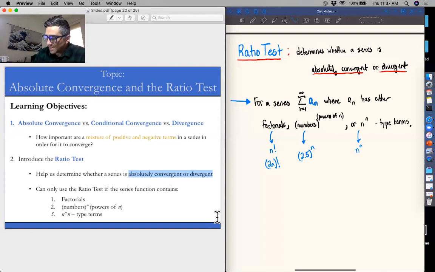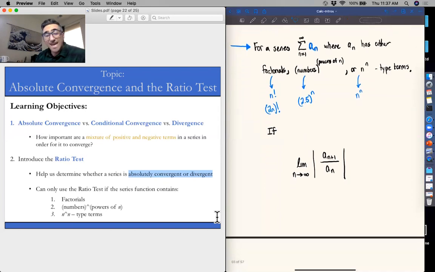And what the ratio test actually tells us is the following. We really consider another limit. So we take the limit of our series function, a sub n, but we take the next general term in the series. So we take the ratio of the n plus first term in the series, and we divide that by the nth term in the series, and we take that limit in absolute values. And depending on what this limit turns out to be, tells us whether or not our series is absolutely convergent or divergent.